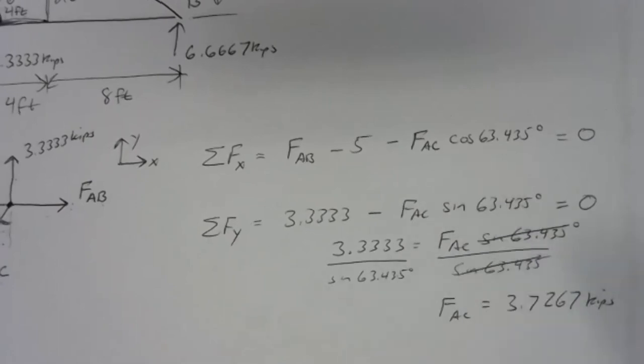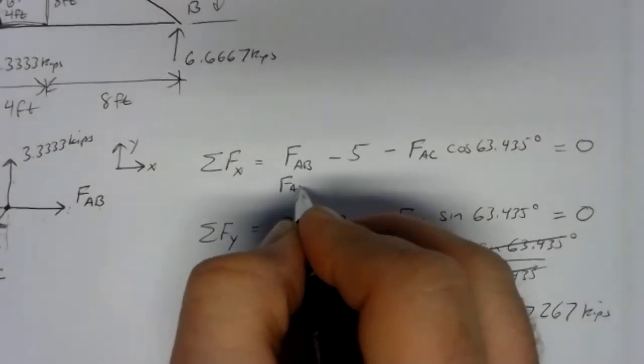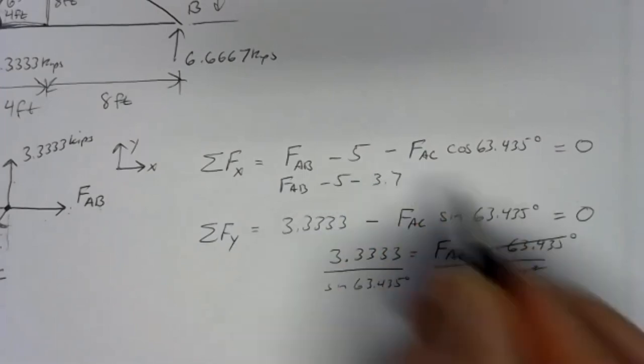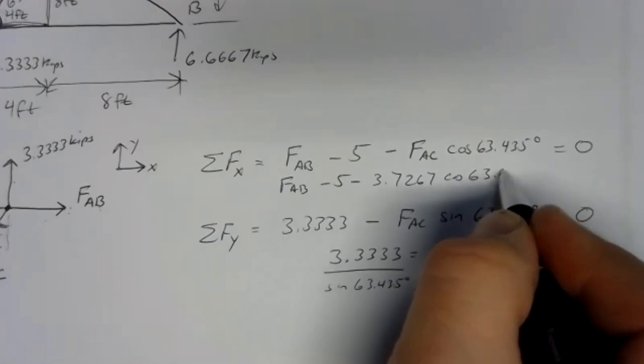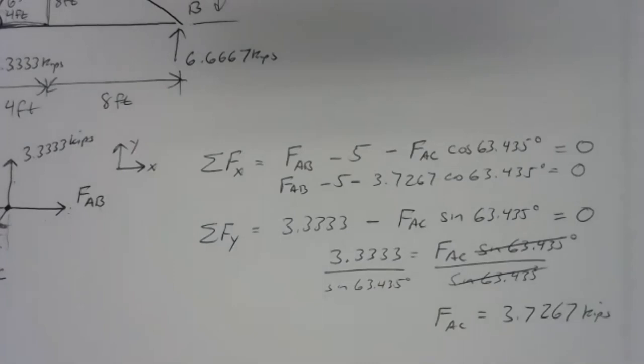Now that we know that, we can go back up to the X direction equation and plug that in. We've got FAB minus 5 minus 3.7267 cosine 63.435. And if we go to the calculator, 3.7267 times the cosine of 63.435.